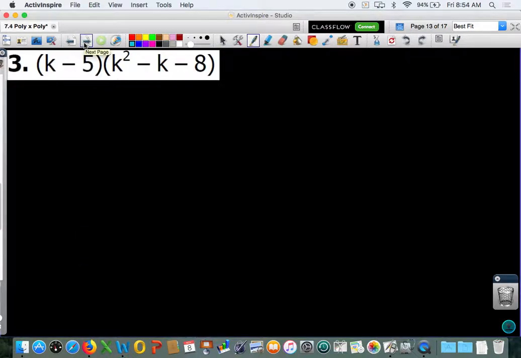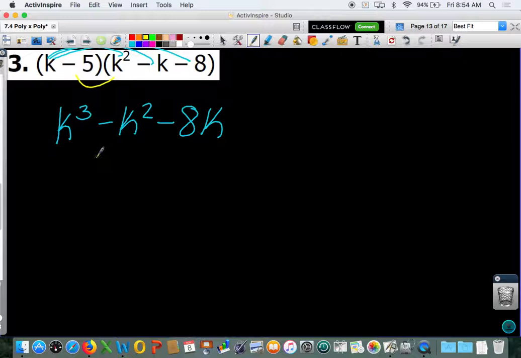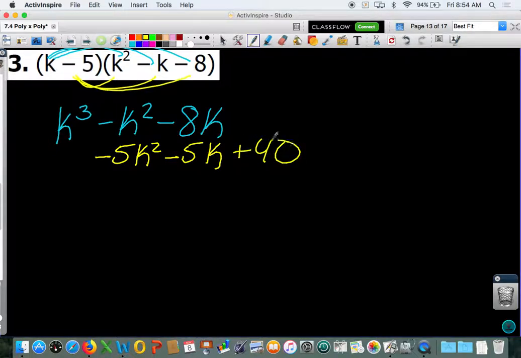Number 3, done the same way. K times k squared gives you k cubed. K times negative k squared. K times negative 8k. Go through to the bottom. Negative 5 times k squared, negative 5k squared. Negative 5 times k, negative 5k. Negative 5 times negative 8 is positive 40.